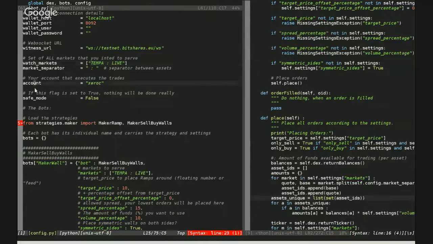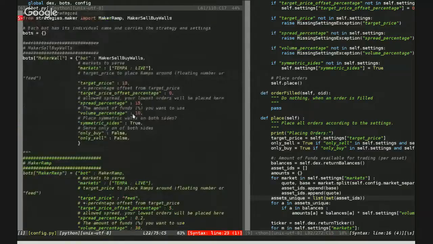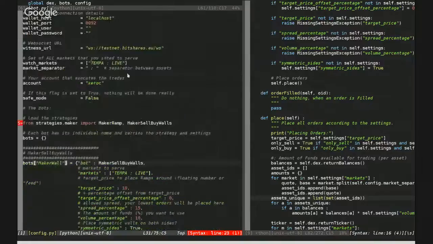Then you have a main account on the network that you're interested in. The bots currently just work on one account. So if you want to deal with multiple accounts, you just run different bots in parallel, so different configuration files. There's also a safe mode. It will just tell you what it will do, but will not actually execute it on the blockchain. So there's no buying or selling or anything. It will just tell you what it's going to do.